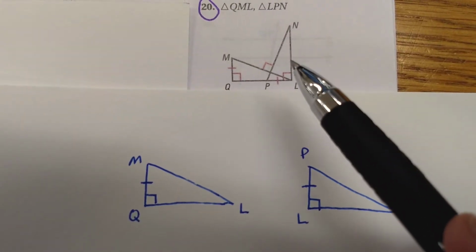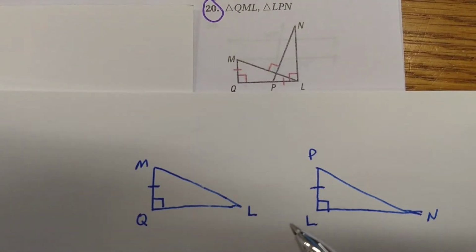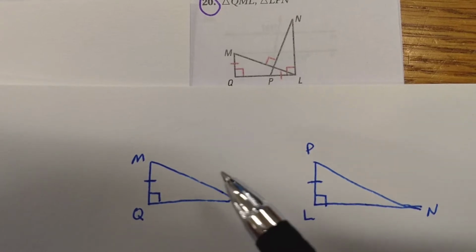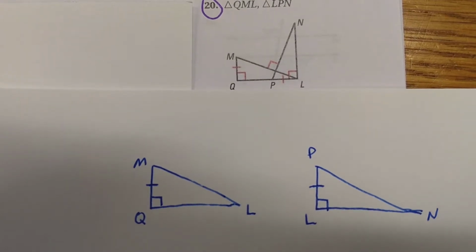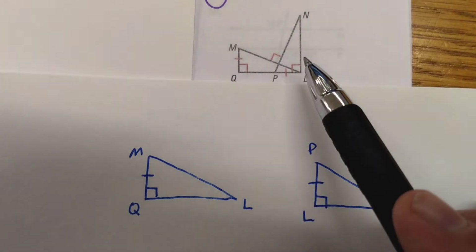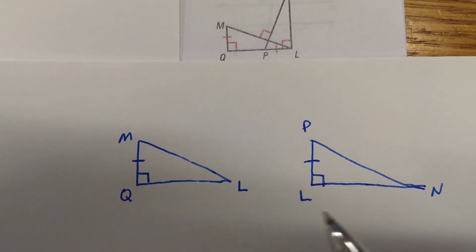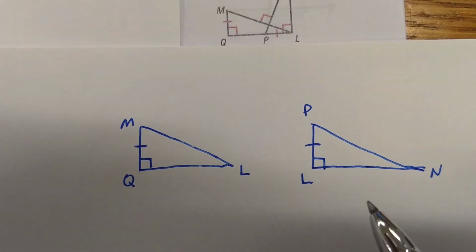This triangle over here on the right-hand side, I redrew it by itself and also turned it so that they're laying the same way. So now PLN matches up with MQL in a way that seems like they're going to be congruent. I marked that congruent side, and I marked the right angle that's shown in there again. So now I've got two triangles that are a little bit more clear to see whether or not they're congruent.